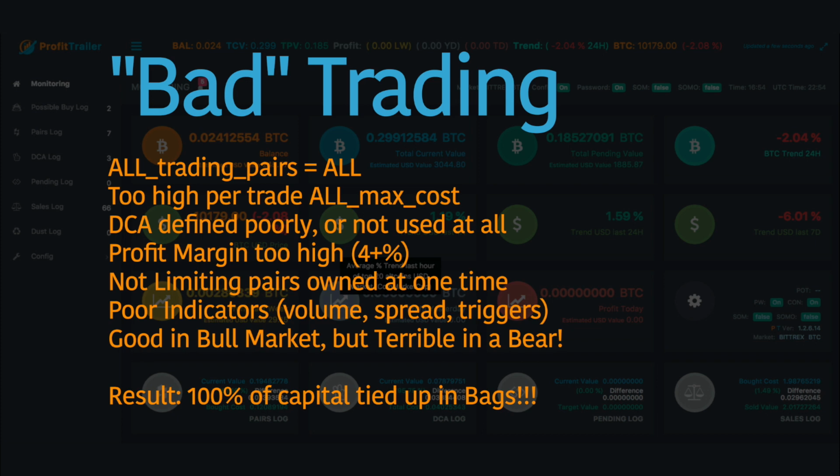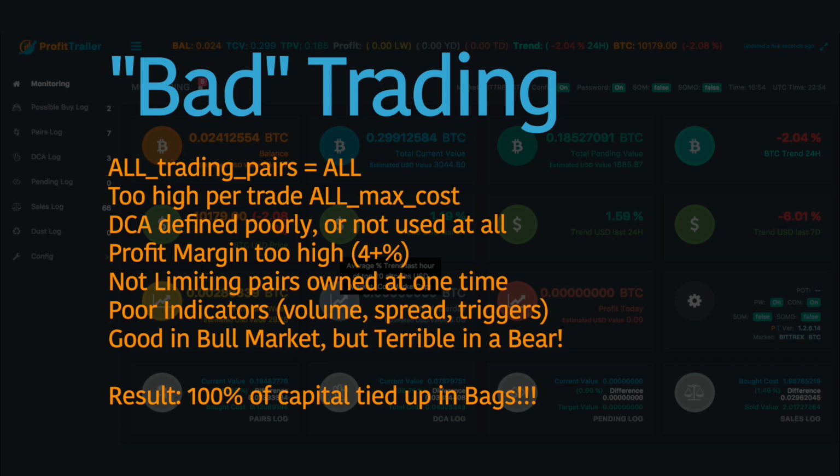But if the market's going down, then quite possibly you're going to see a whole bunch of coins being purchased by the bot, and you're going to end up with all of your balance being used and holding a whole bunch of coins at a loss, what we call bags. So let's talk about that and what to avoid.